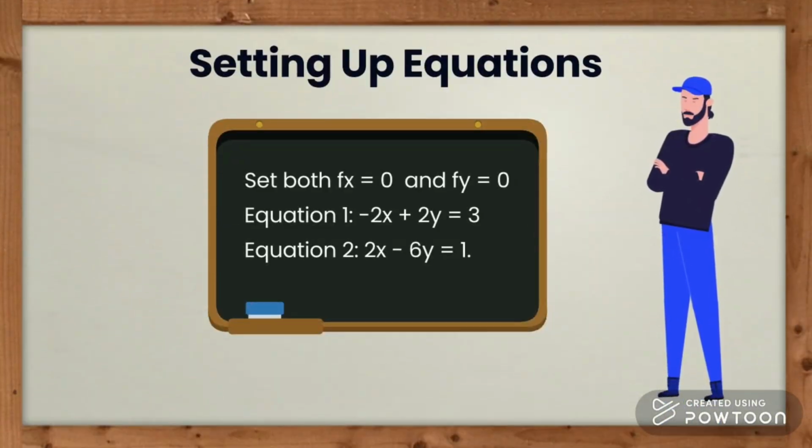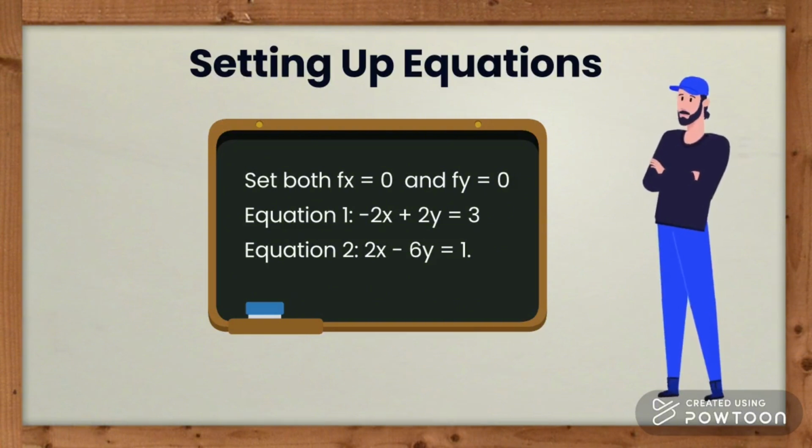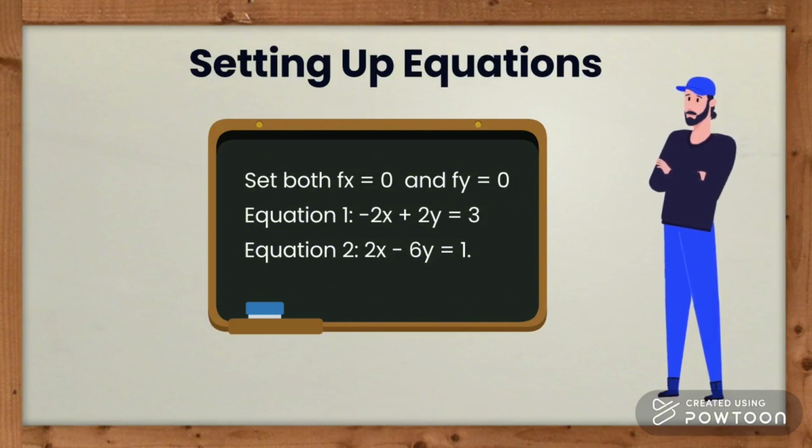Now, why do we set them to 0? Well, at the very top of a hill or the bottom of a valley, the ground is perfectly flat for a split second. That means the slope in every direction must be 0. By setting fx and fy to 0, we create a system of linear equations. Equation 1 is minus 2x plus 2y equals 3. The summary is 3. And equation 2 is 2x minus 6y equals 1. Solving this system will give us the exact x, y coordinates where our surface levels out.